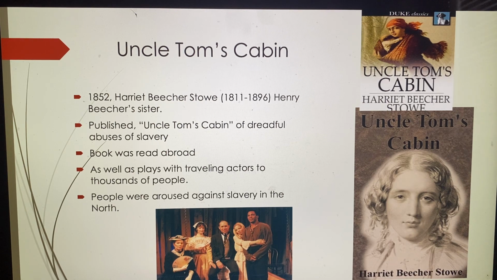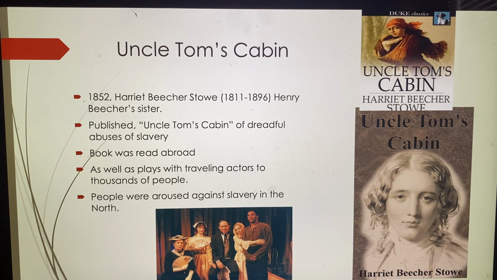Uncle Tom's Cabin. Okay, in 1852, Harriet Beecher Stowe, and she lived 1811 to 1896. She was Henry Beecher's sister, the preacher's sister. And so she published a book. She was a great writer, and she published this book called Uncle Tom's Cabin. And it told of dreadful abuses of slavery in the South. And the book was read everywhere. So basically, it was a family novel type story. And everyone was reading it and interested in her writing and saw how terrible slavery was.